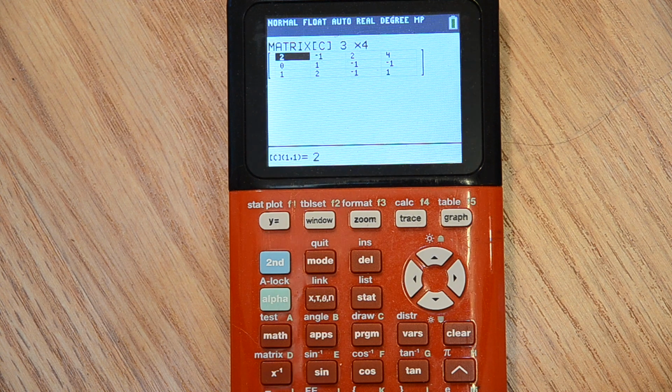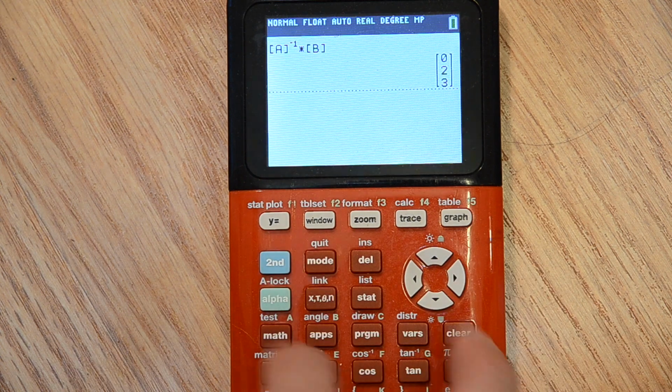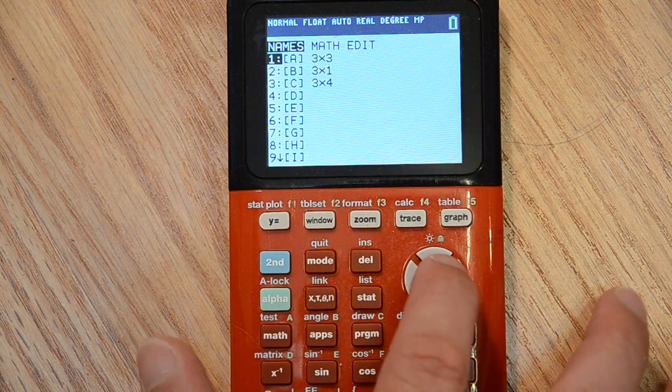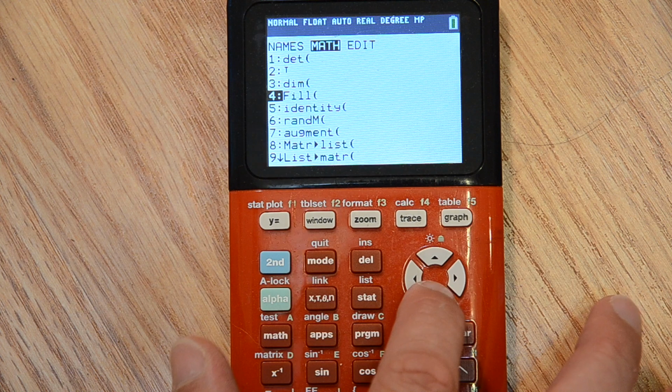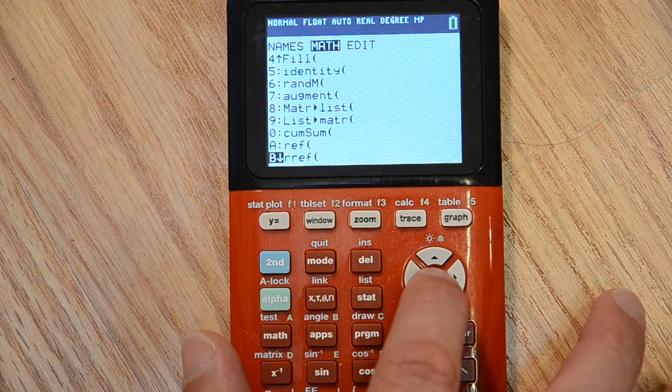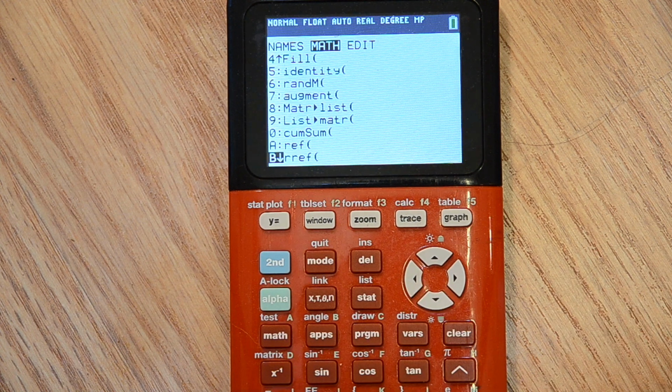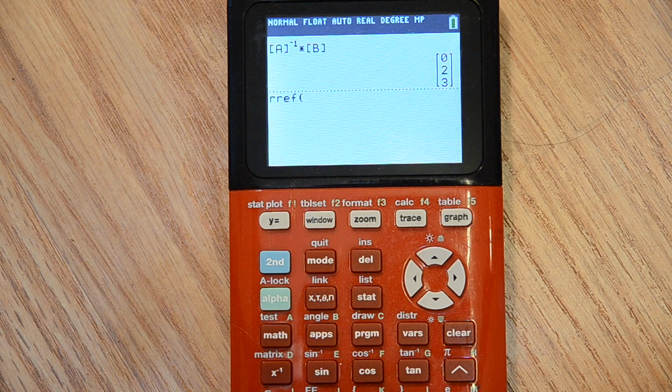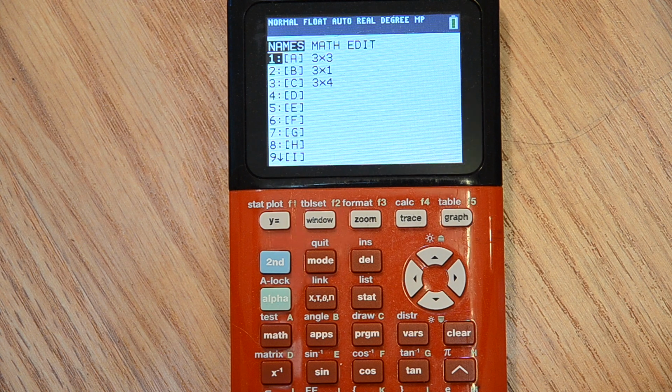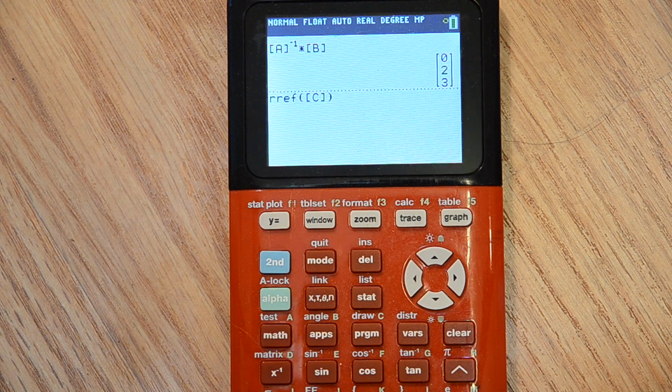Now, another alternative way of finding alpha, beta, k is to quit this, go into the matrix menu, do math, and you want the reduced row echelon form with matrix C. And there you go. That's how you use your calculator.